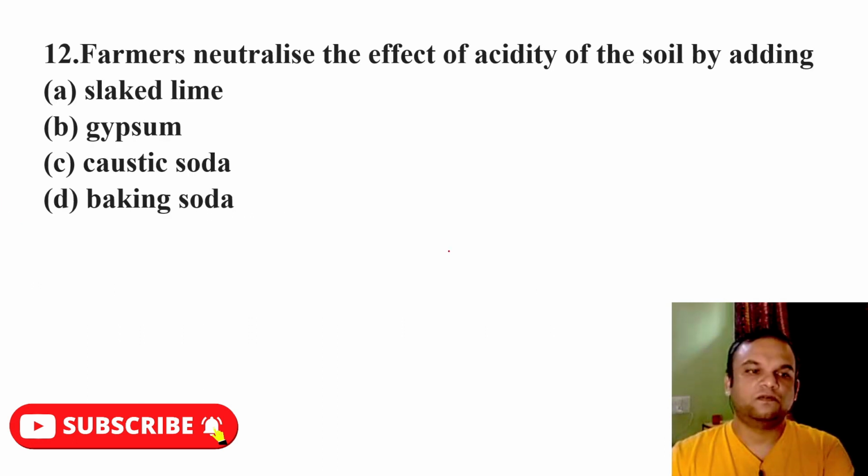Next question is, farmers neutralize the effect of acidity of the soil by adding slaked lime. Farmers add slaked lime in order to decrease the acidity of the soil, or in other words we can say to increase the alkalinity of the soil.